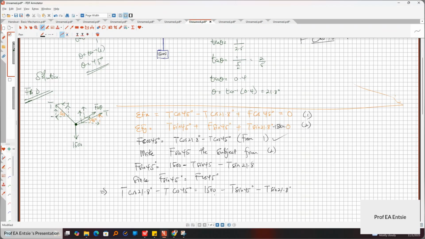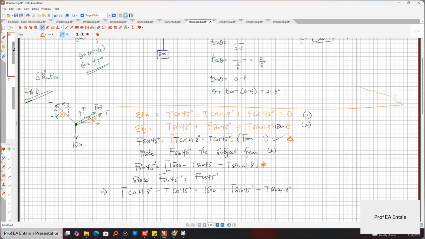Wherever I see F sin 45, I can put F cos 45. That's what I've done. So this was F sin 45, then this one was F cos 45. I've placed them there, as you can see.